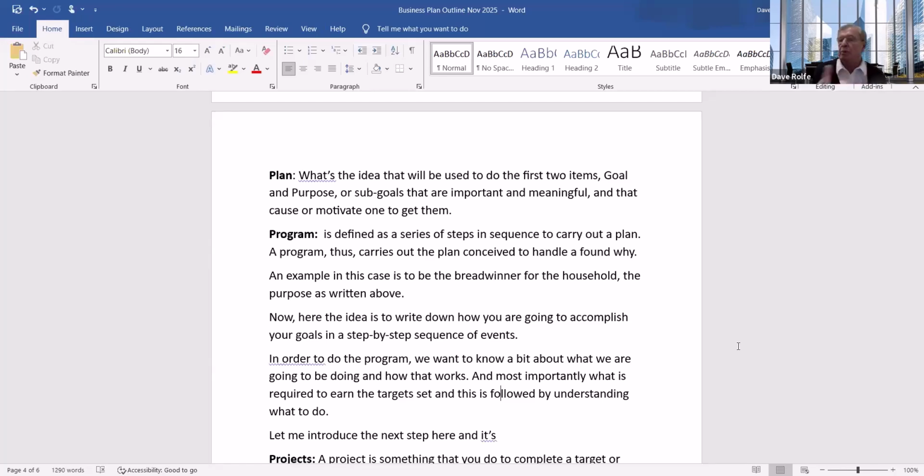Now, here's where most people fall down. They don't have a written plan. I'd go around the country and do lectures on building this business, and the first question I asked is, how many of you have a written plan of getting to where you want to get to? And nobody would raise their hands. They'd keep it up here between their ears.